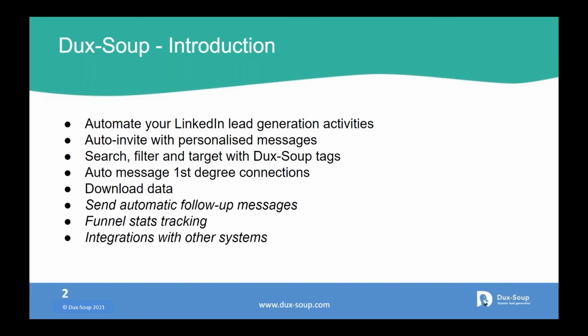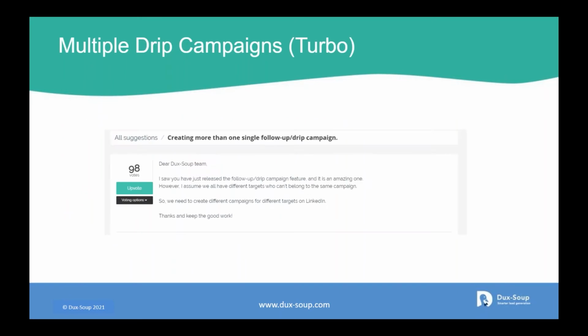So we have listened to our user base. And as of the 31st of March this year, we released version 7.6.0, which contains our multiple drip campaigns for Turbo. This was our most requested feature and can help you as a Dux-Soup Turbo user have different targeted campaigns for different groups of people within your lead generation flow.